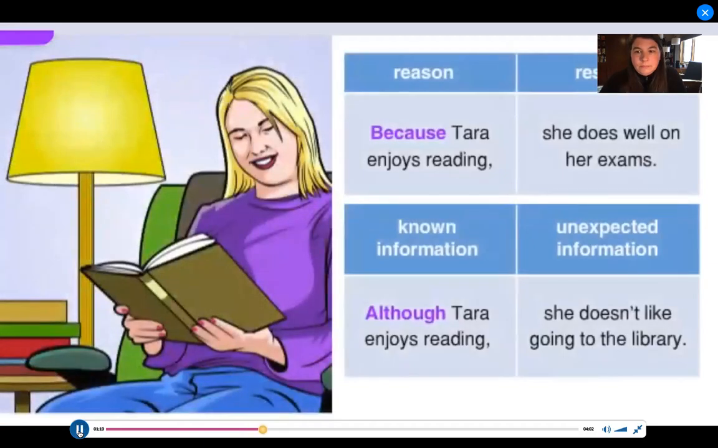Because Tara enjoys reading, she does well on her exams. Why does she do well on her reading exams? Because she enjoys reading. That makes sense. Although Tara enjoys reading, she doesn't like going to the library. Really? She doesn't like going to the library? That's strange because she does like reading, right? So this is surprising. So we use although.